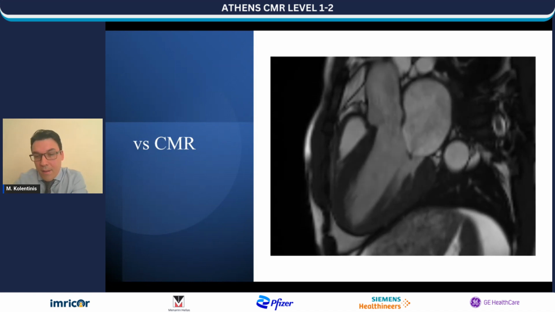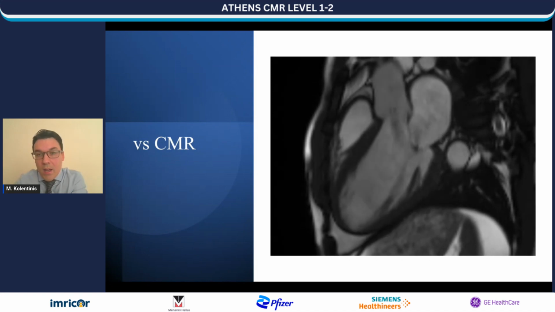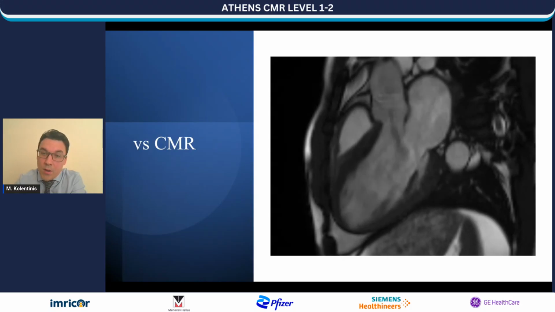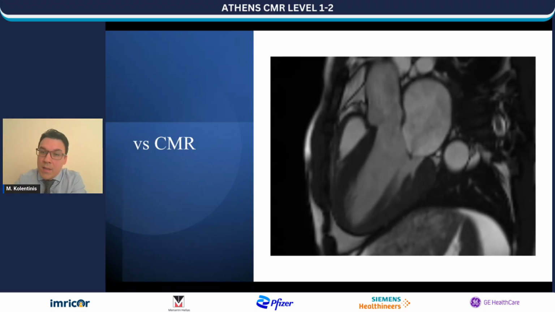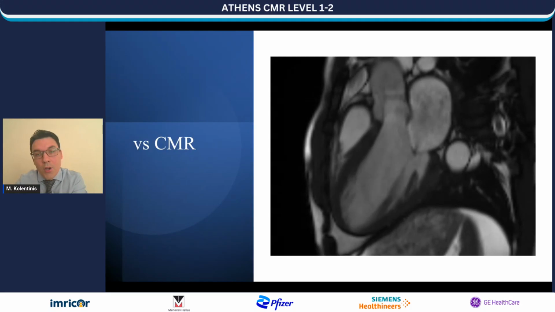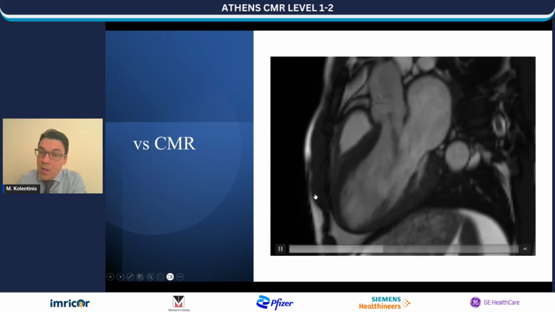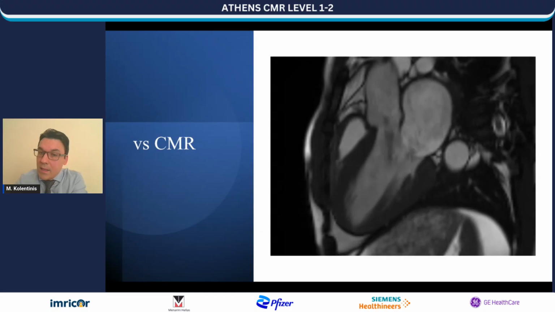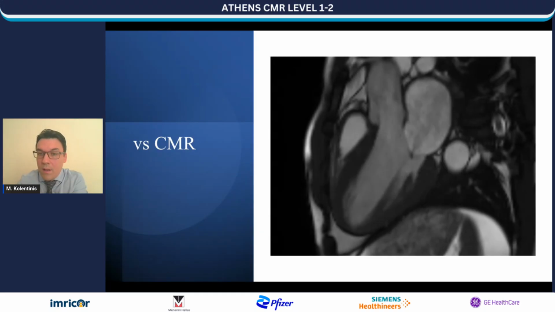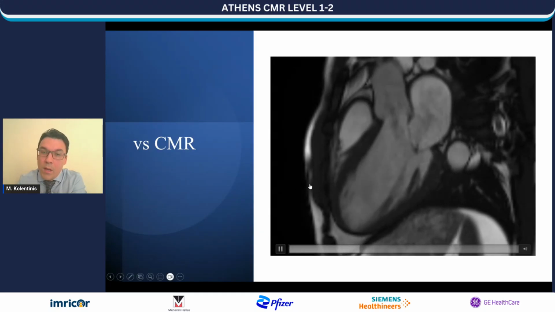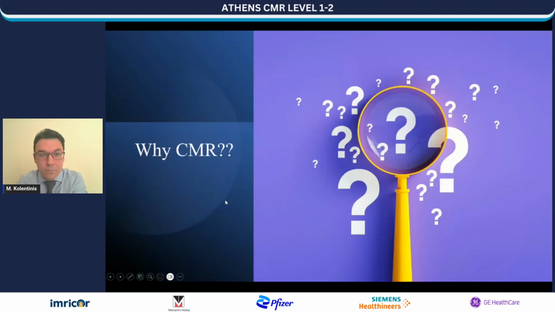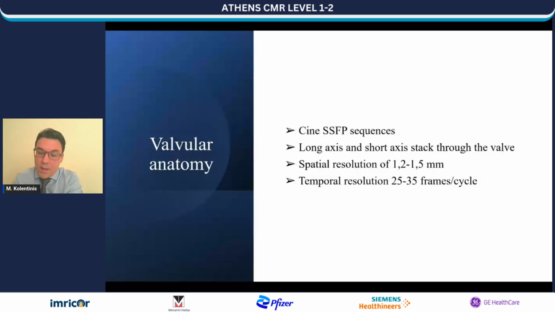When you compare another patient with aortic regurgitation, this is the three-chamber view. You can clearly see that this patient has two regurgitant jets. One is in the aortic valve, the second is in the mitral valve. You can very clearly see the contrast between the blood pool and the ventricular wall. So why do we perform CMR, and what features can we assess?